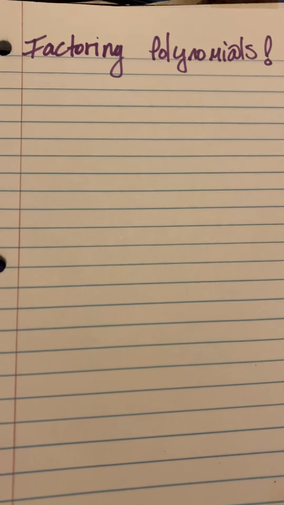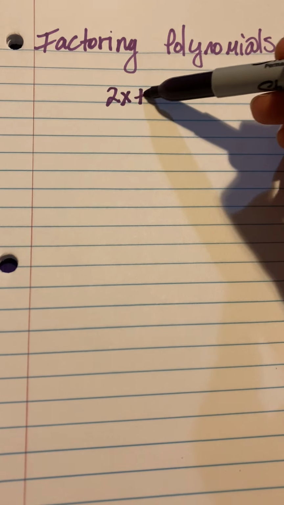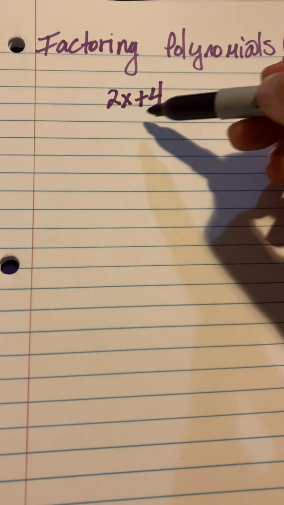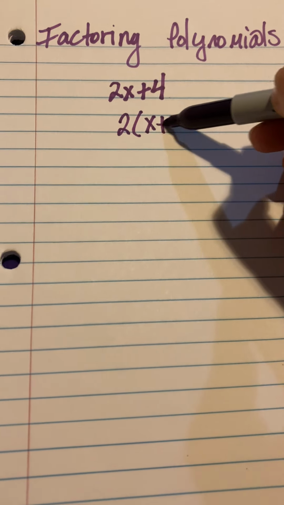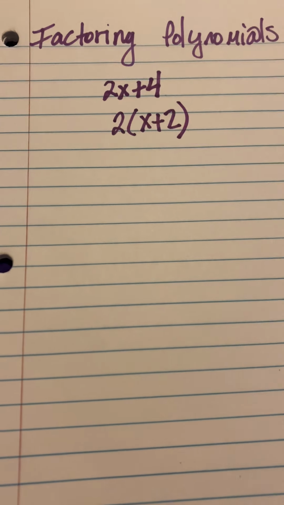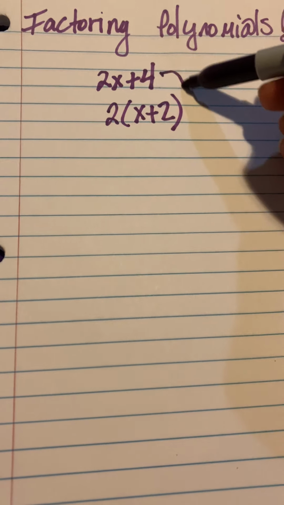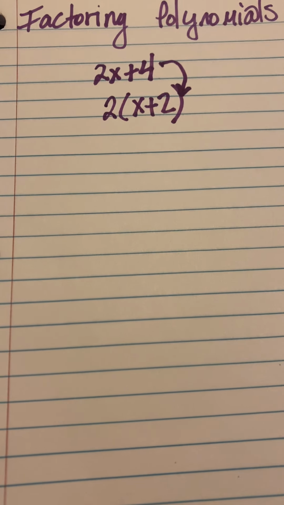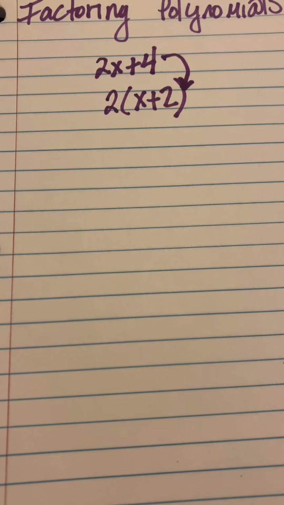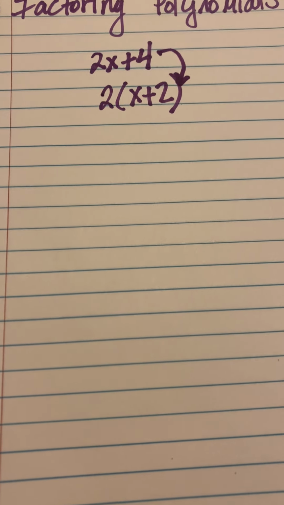Hey guys, I just want to take a moment and review factoring polynomials with you. So these are the types of problems that, let's say you start with 2x plus 4, and when you factor it out, you get 2 times x plus 2. And you wonder, how in the world did I get from that to that? Well, it starts with knowing the greatest common factor.